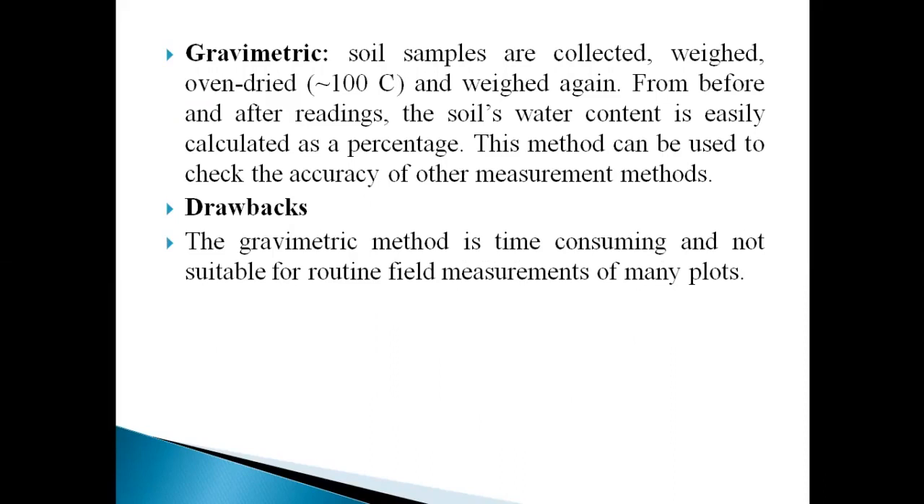Now, what is the gravimetric technique? In this technique, soil samples are collected, weighed, oven dried at about 100 degrees Celsius and weighed again. From before and after readings, the soil's water content is easily calculated as a percentage. This method can be used to check the accuracy of other measurement methods. Drawbacks of this technique are that the gravimetric method is time consuming and not suitable for routine field measurements of many plots.